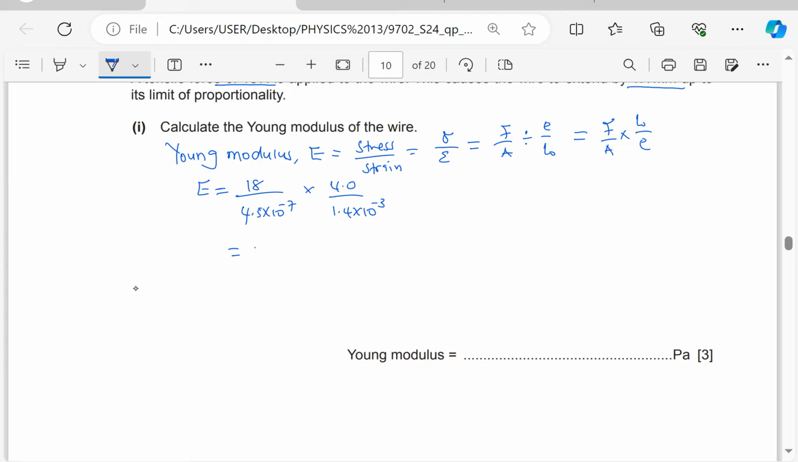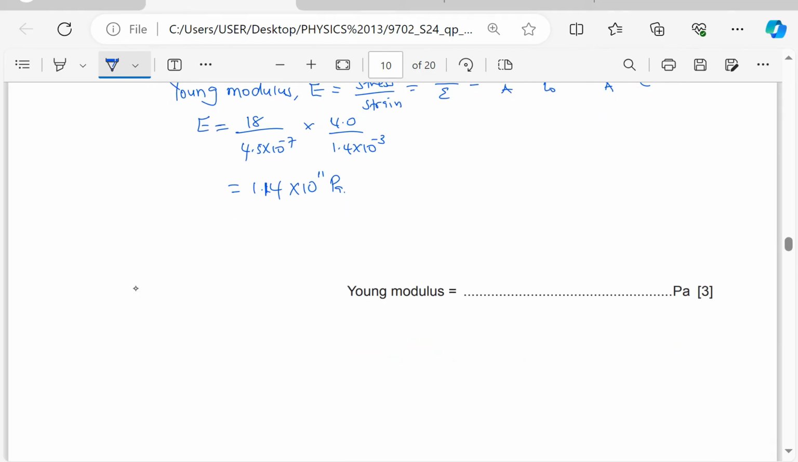You can write 1.1 times 10 to the power of 11. So the Young modulus is 1.14 times 10 to the power of 11 in pascals. So I'll just write here 1.14 times 10 to the power of 11.